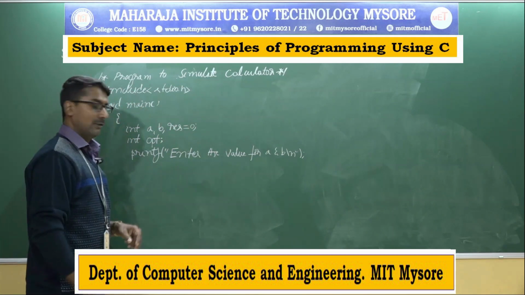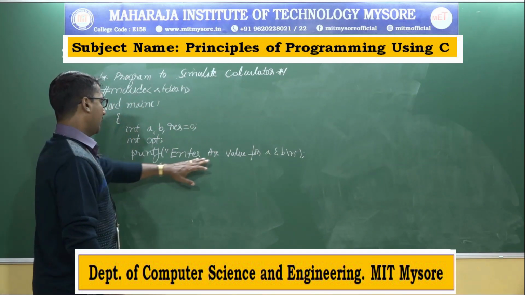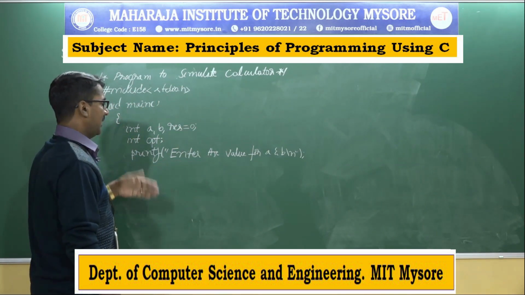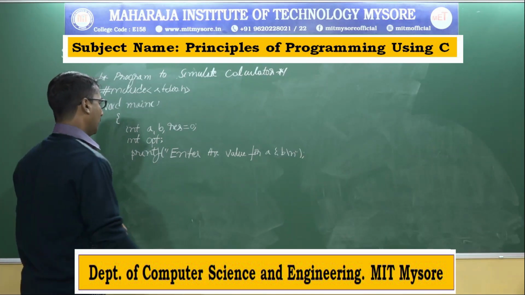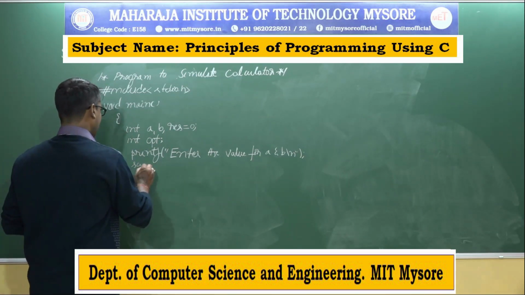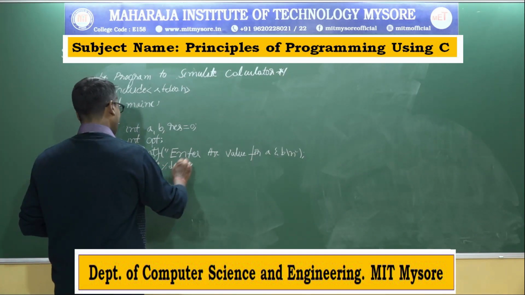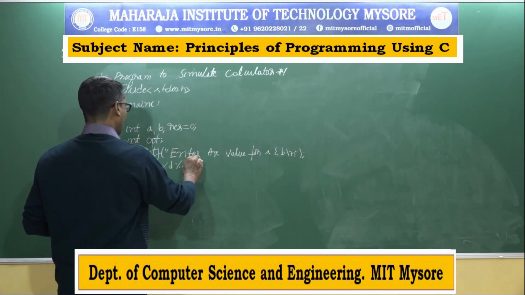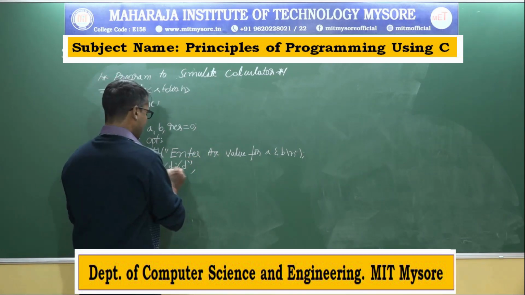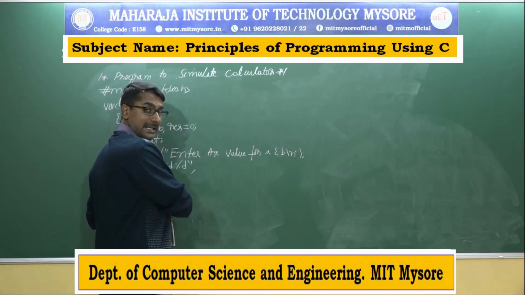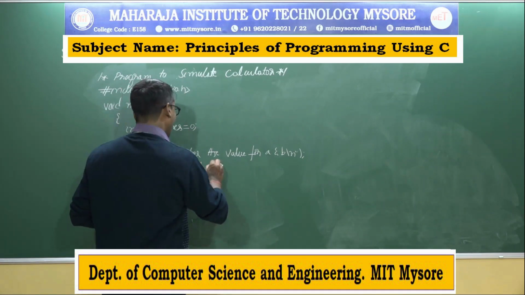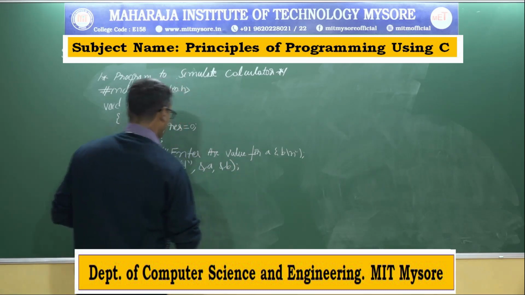Okay, enter the value for A. So, here I am displaying the statement, enter the value for A and B. Scanf "%d %d". Here I need to read two values, so that is why %d for A and one more %d for B. So, address of A and address of B. So, I am reading two values.